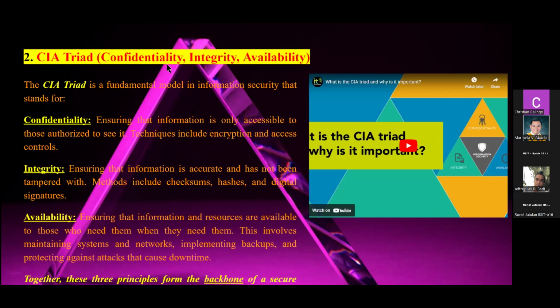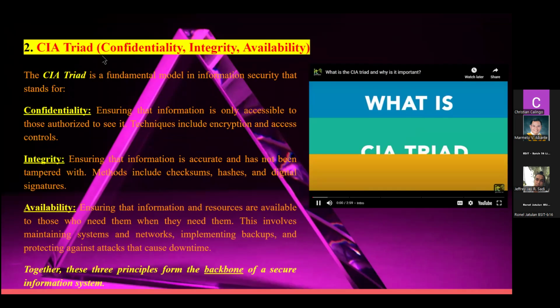Availability, ensuring that information and resources are available to those who need them when they need them. This involves maintaining systems and networks, implementing backups, and protecting against attacks that cause downtime. Let us watch this video.